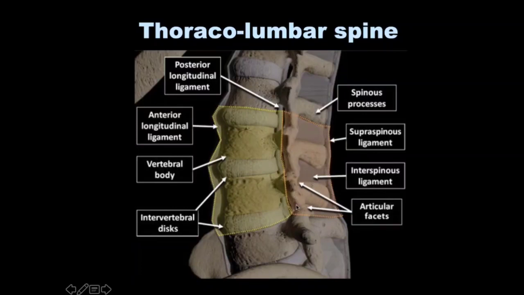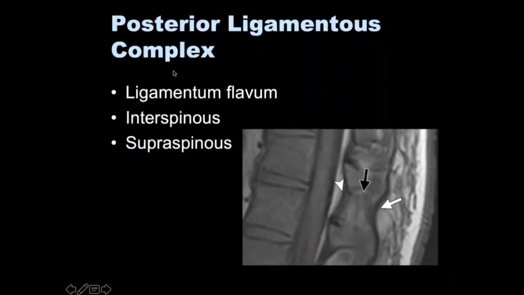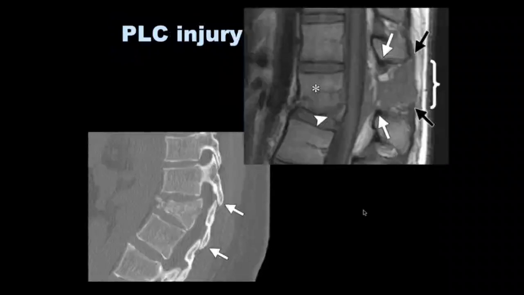Those are the things that we look for, and we are asked whether there is any PLC injury, which is the posterior ligamentous complex injury, again comprised of ligamentum flavum, the interspinous, and the supraspinous ligaments. This is all what used to be called the posterior column, and if these structures are damaged, then you render this an unstable injury.